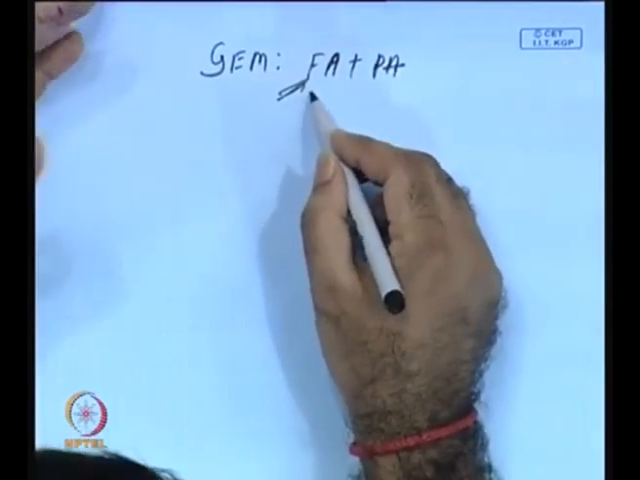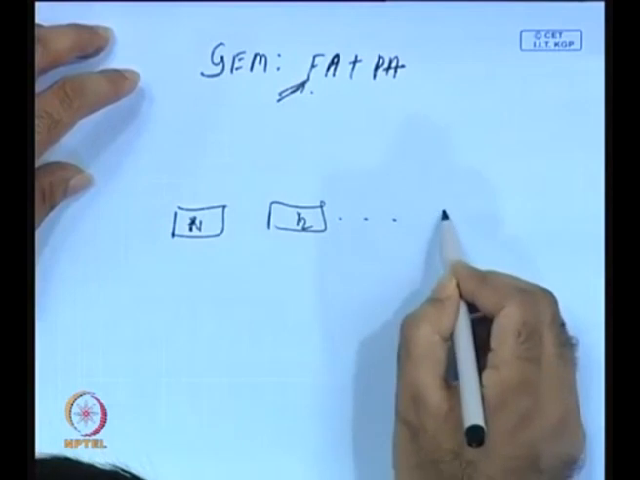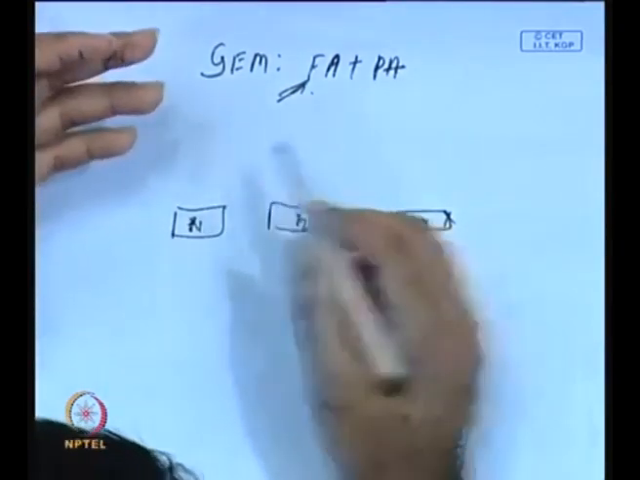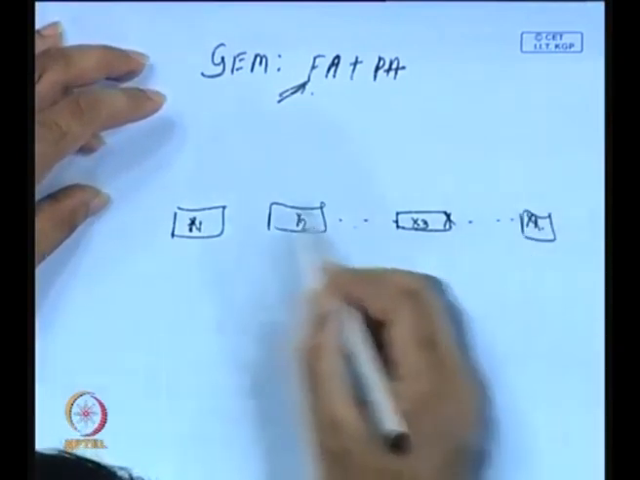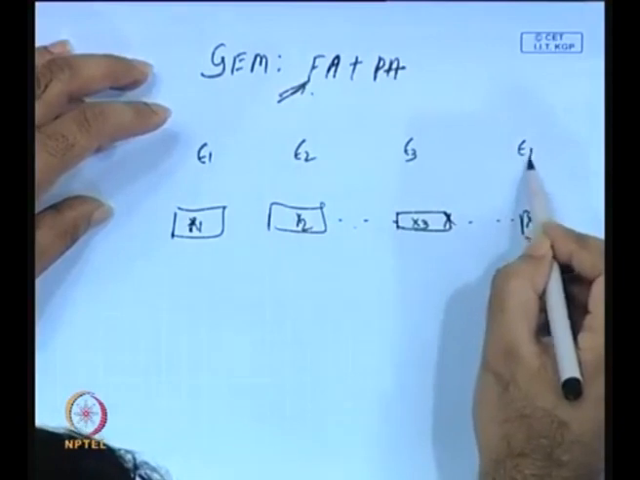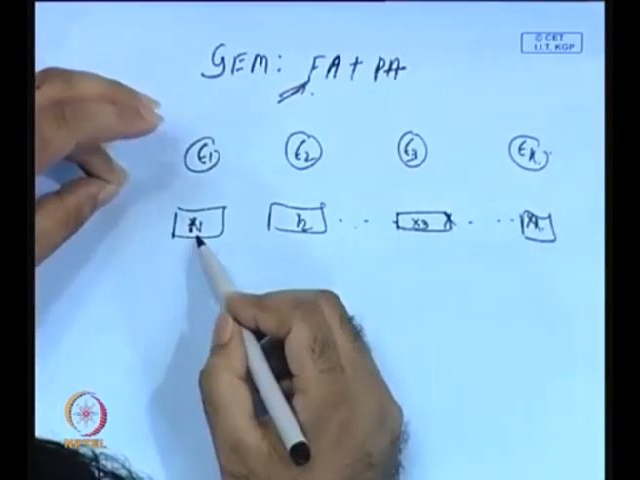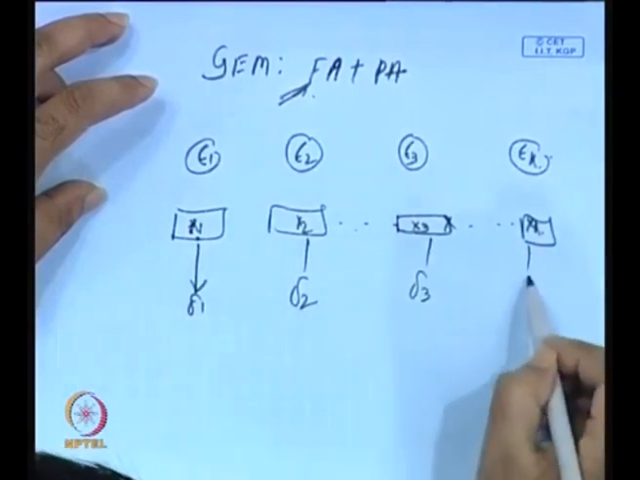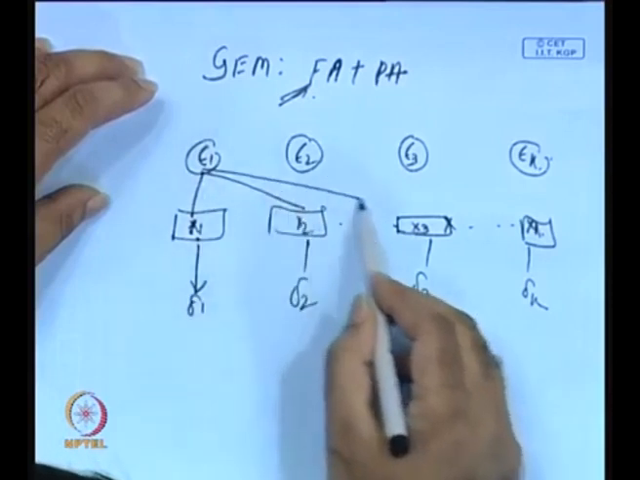Let me highlight what a factor model is. A factor model means we start with a few variables, say x1, x2, and for simplicity I'll put 3 variables only, x3, and let's go up to xk. Similarly, corresponding to these we create epsilon 1, epsilon 2, epsilon 3, epsilon k. These are the latent symbols, these are the observed symbols, followed by delta 1, delta 2, delta 3, delta k.